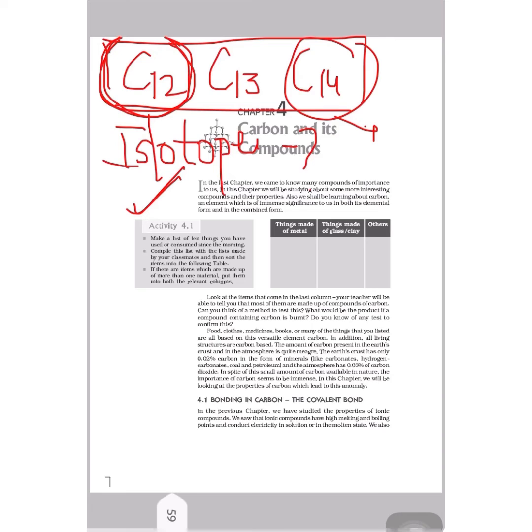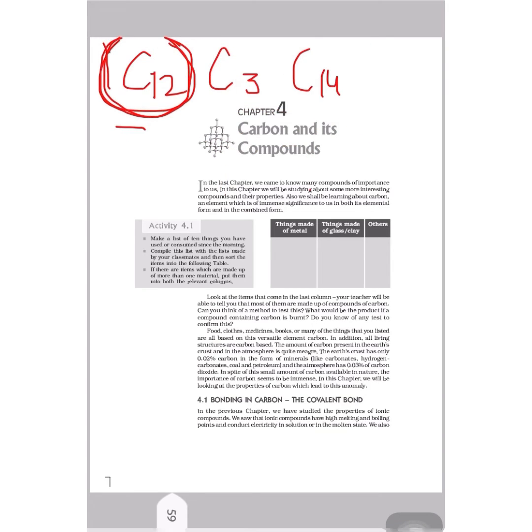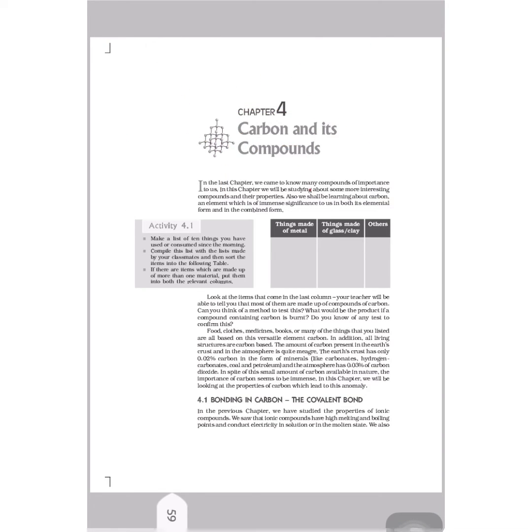So now our very important question is why we are studying carbon. हम ये चैप्टर क्यों पढ़ रहे हैं? What is the importance of carbon in our surrounding? So you see in your surroundings, mostly everything which you'll be seeing, it is made up of carbon.